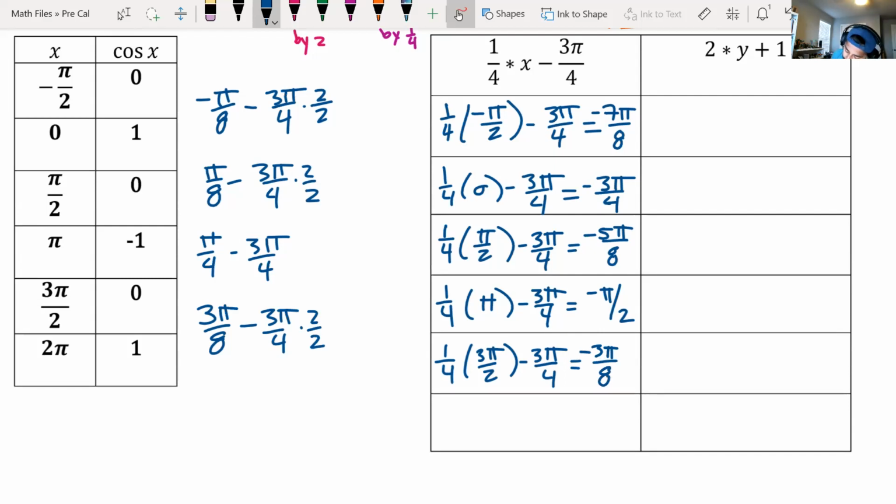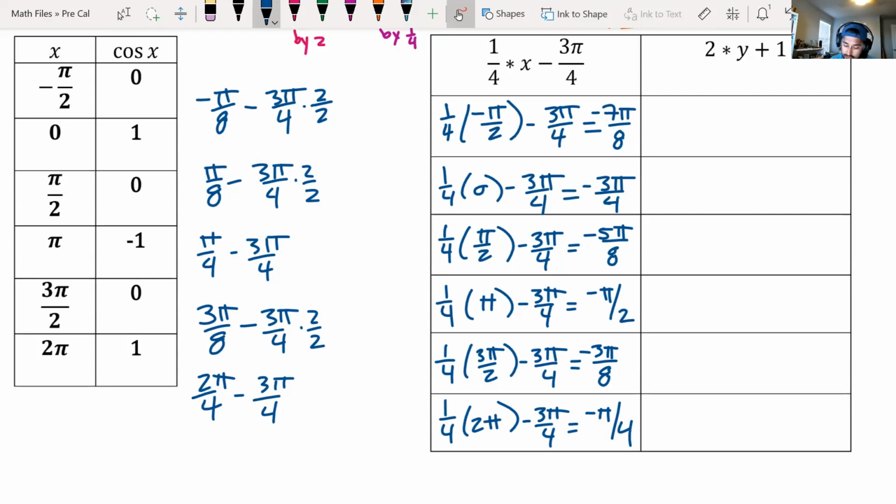Negative 3 pi over 8. All right, almost there. 1/4 times 2 pi minus 3 pi over 4 gives me 2 pi over 4, or actually, I'll leave it at that. We'll leave it as 2 pi over 4 minus 3 pi over 4, which gives me negative pi over 4. Then 3 pi over 4, and then boom. Okay, cool. Now the y value is the easy part.